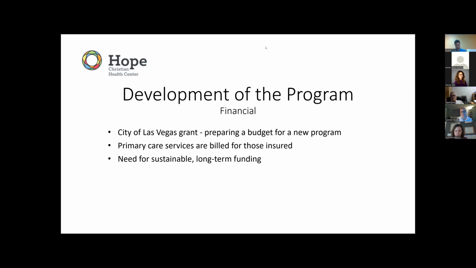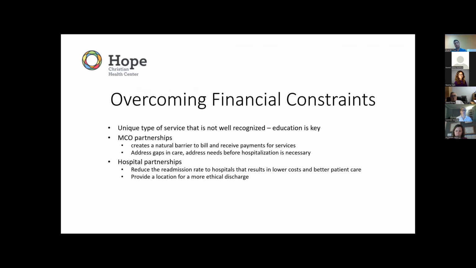Which leads to the need for sustainable long-term funding, right? So the city grant is vital for us to operate RCC. As the nature of grants go, there's no real guarantee from year to year on how much funding you'll be receiving. And so obtaining stakeholders and donors and partnerships are a continual critical piece for our sustainable funding. And so, overcoming financial constraints.